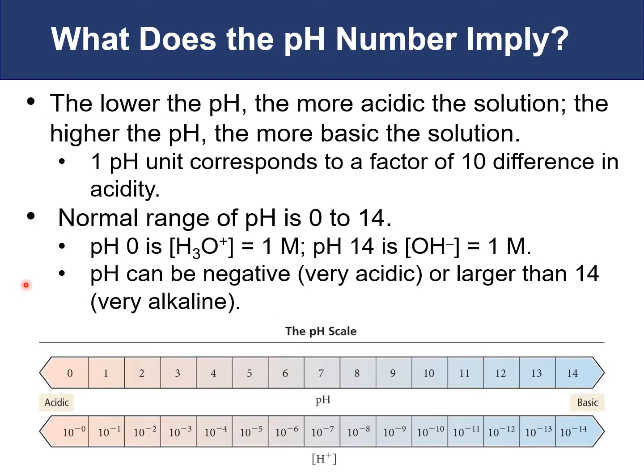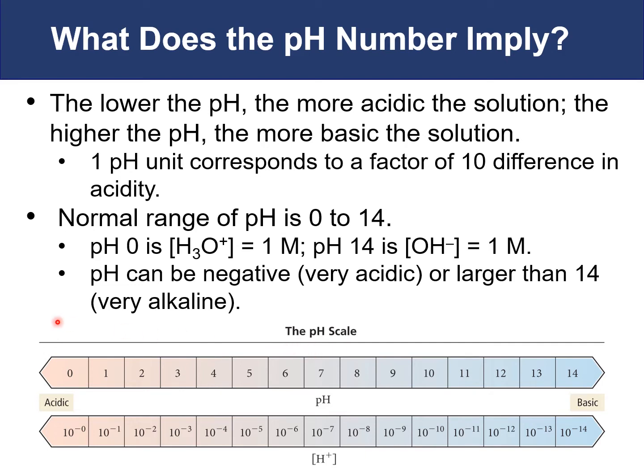So, what does the pH number imply? A lower pH value is one that is a more acidic solution. The higher the pH, the more basic the solution. 1 pH unit corresponds to a factor of 10 difference in acidity. So the difference, in terms of concentration, between a pH of 6 and a pH of 7 is that in the pH 6 solution, the concentration of the hydronium ions is 10 times greater than a solution with a pH of 7.